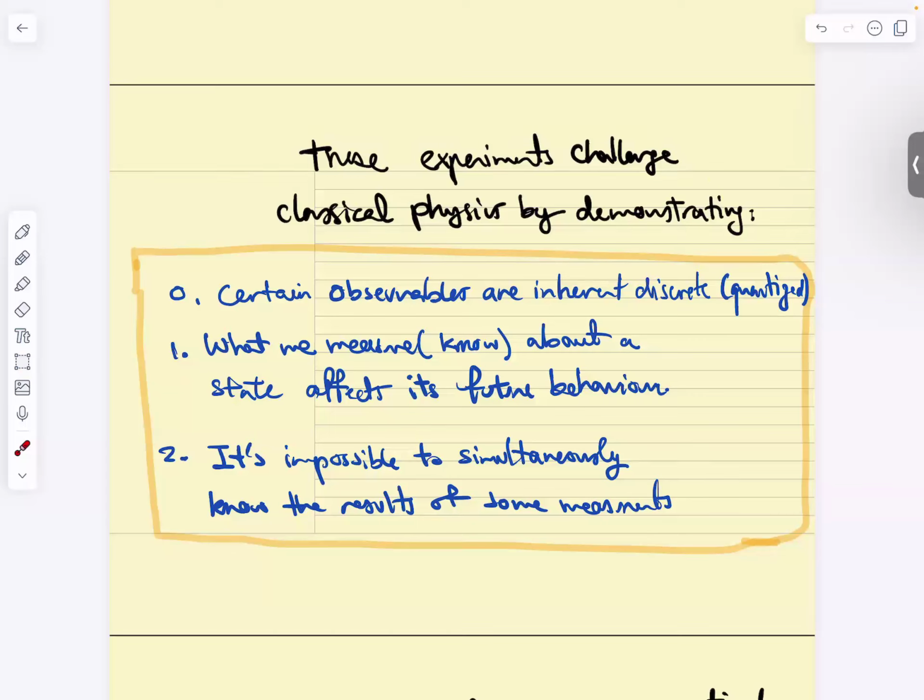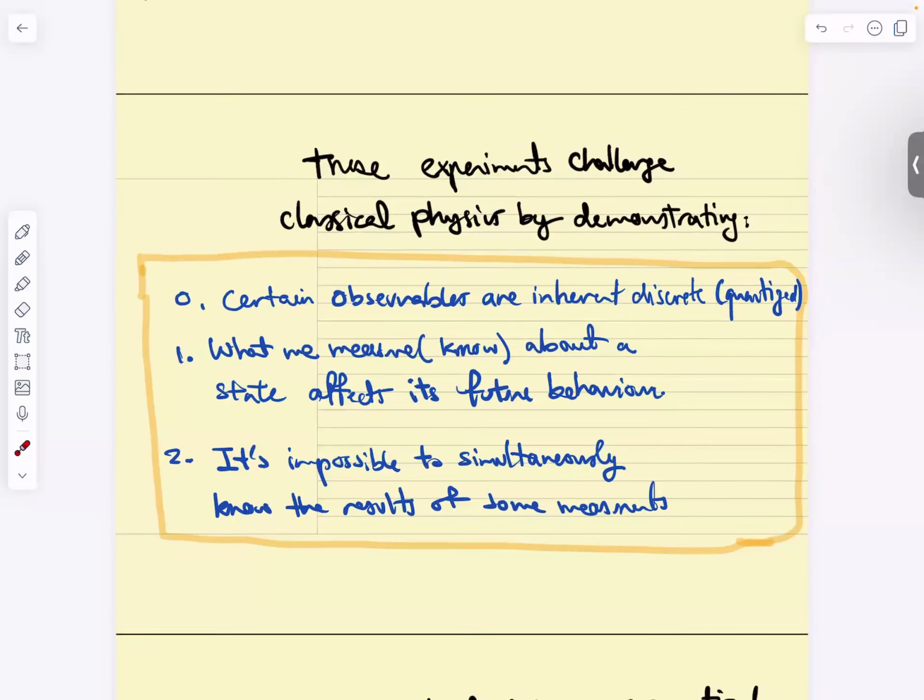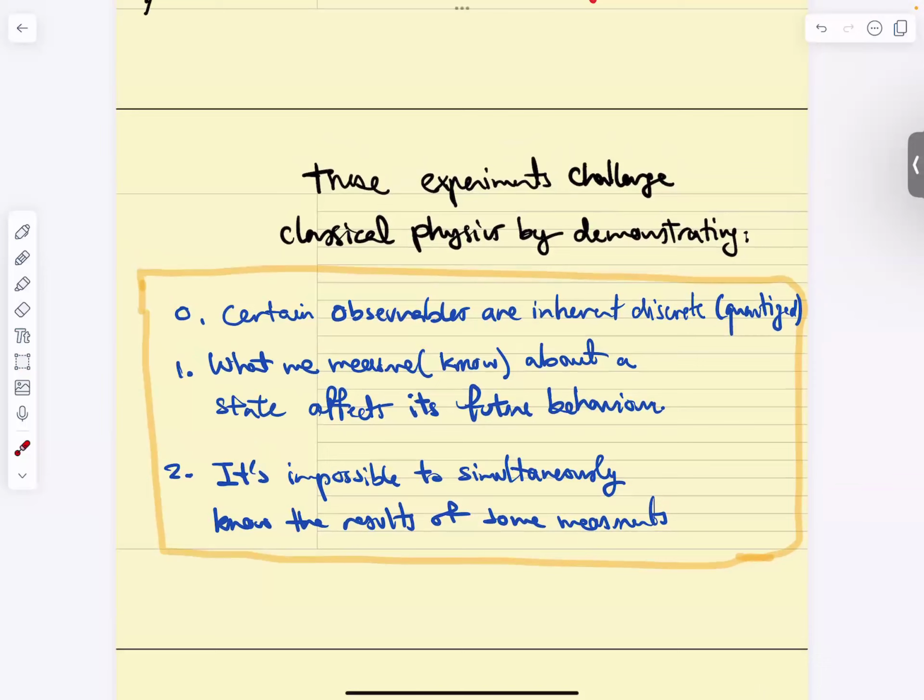So compatible measurements seem to fit our intuition of classical physics. The surprise here is that certain observables, such as SZ and SX, are a pair of observables that are incompatible, right? So the existence of incompatible observables forces us to abandon our classical point of view. Good? Any questions?